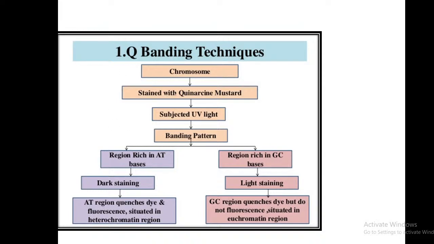After taking the chromosomes isolated from the cells, on the slides they will be stained with the quinacridine mustard stain. That is Q banding. Quinacridine mustard stain is responsible for the Q banding pattern. Q banding.